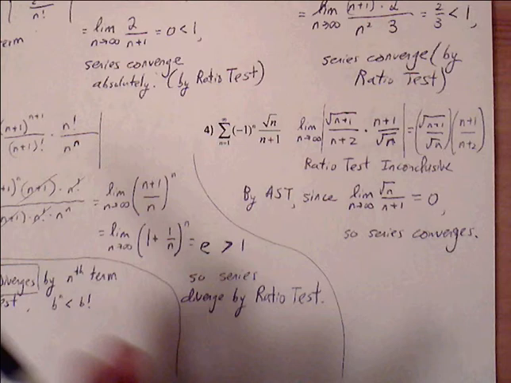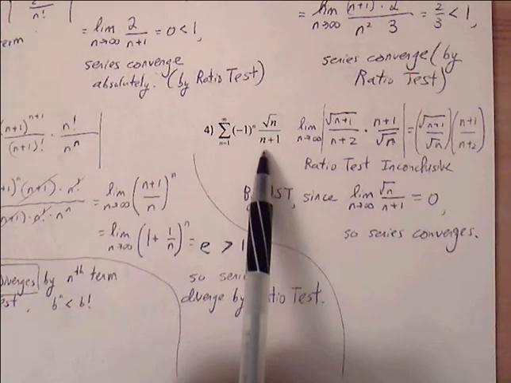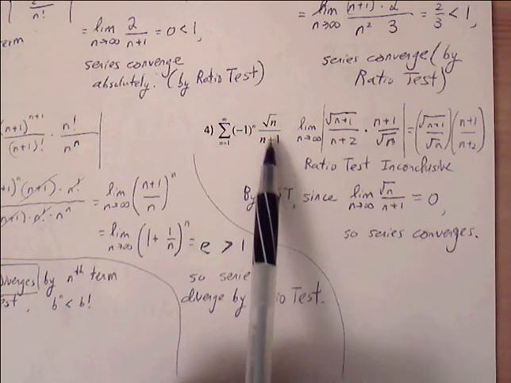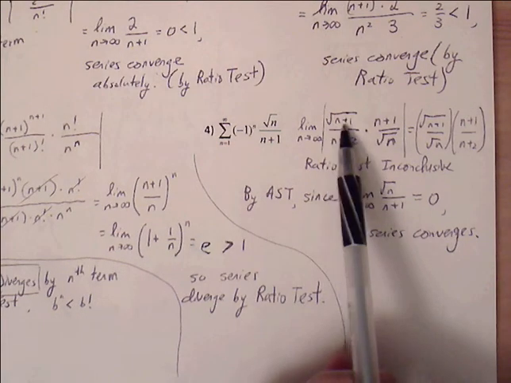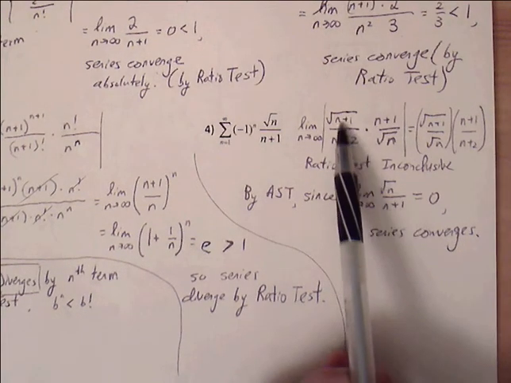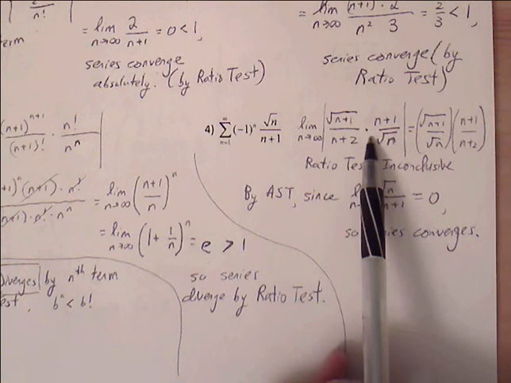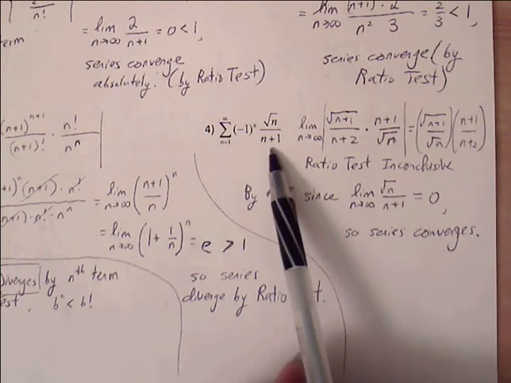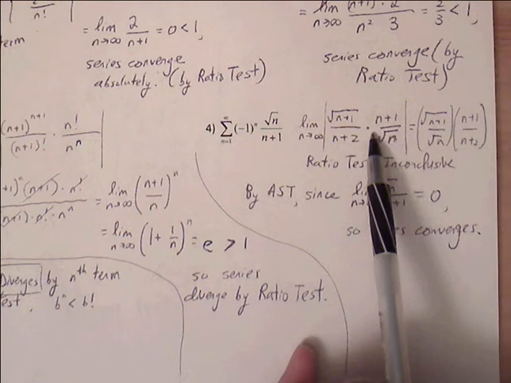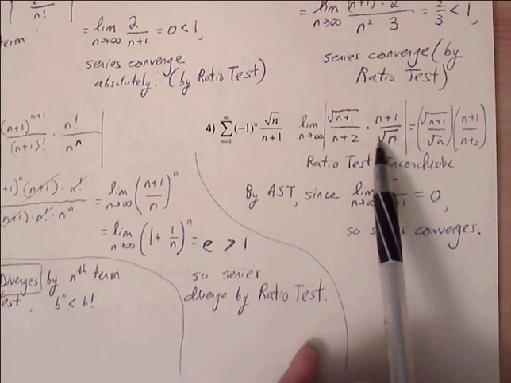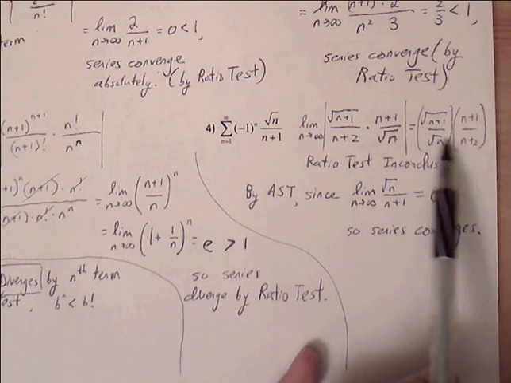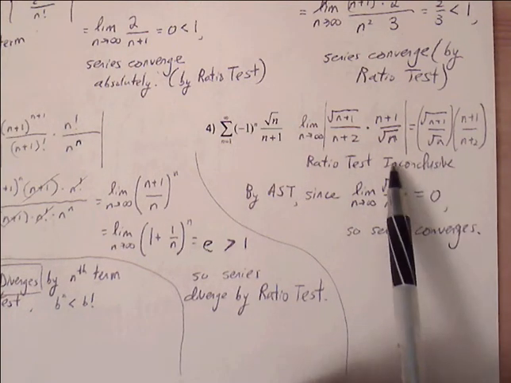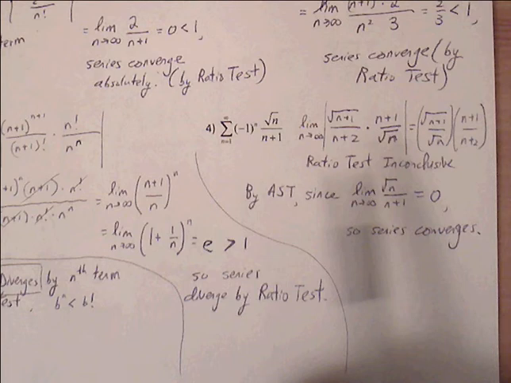All right, the fourth one here, square root of n over n plus 1. Let's go through the ratio test again. Replace the n's with n plus 1. So square root of n plus 1 over n plus 2, divided by square root of n over n plus 1, which is the same thing as multiplied by n plus 1 over square root of n. Now, if I combine this together, I'm going to be left with something that I just can't cancel out, and the ratio test will end up being inconclusive.